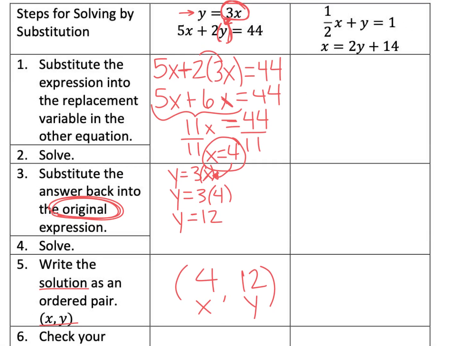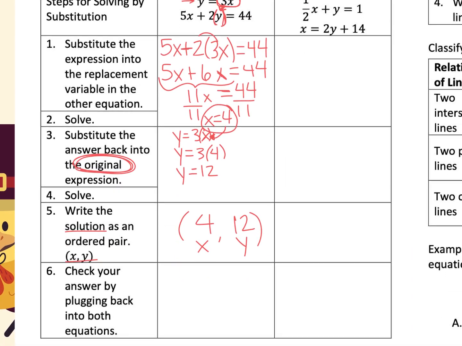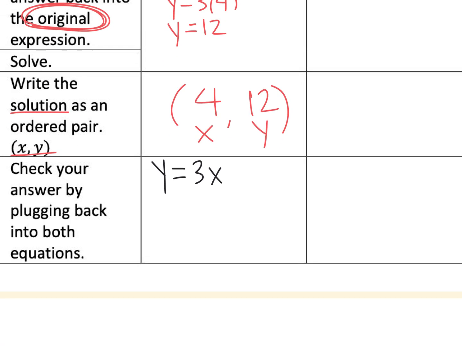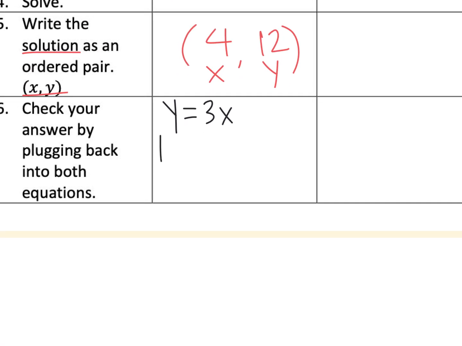Okay, so this is where your yellow calculator is going to come in handy. To check this, just like when we did inequalities, we're going to plug our x and our y into our original equation. So my original equation was y equals 3x. And I know that x is 4 and y is 12. So in my calculator, I can say 12 equals 3 times 4. And when I put that in there, that in fact is true. Now it has to be true for both.